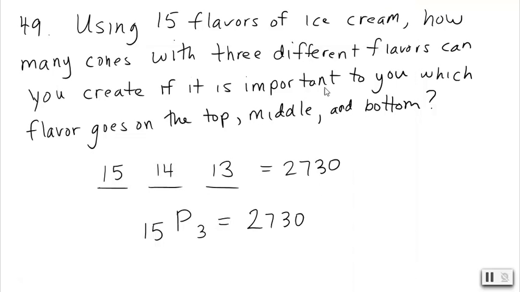If there was not this restriction of 3 different flavors and we could in fact reuse flavors, then permutations would not be an option because in a permutation you have to have distinct objects, so you can't use the same object twice. But we could still use the blanks. We would have just had 3 15s, 15 cubed would have been our answer.